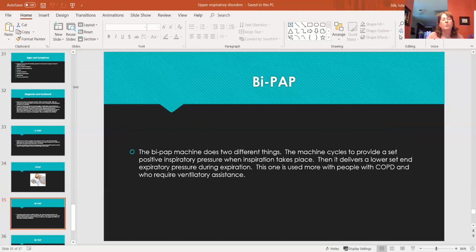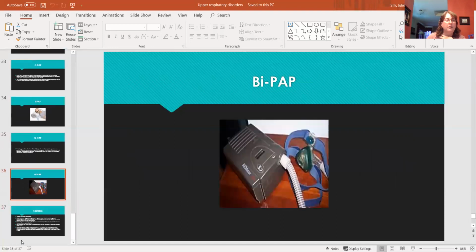And then with BiPAP, the BiPAP machine does two different things. It will provide a set inspiratory pressure when inspiration takes place, and then it delivers a lower set expiratory pressure during exhalation. So this one is used more with people with bigger problems like COPD that require ventilatory assistance. Again, with the CPAP, you're getting air pushed in to keep your airways open. But with the BiPAP, it helps with inspiration and expiration both. So it's different. And again, here's a machine just to give you an example.